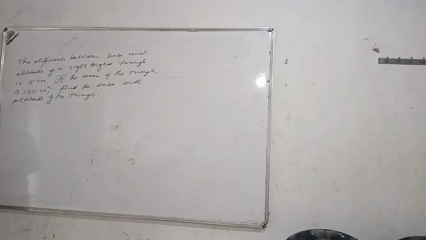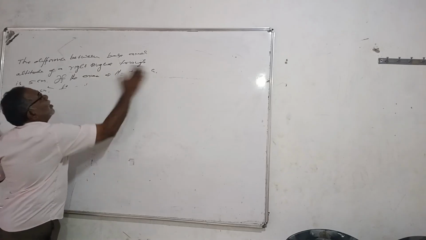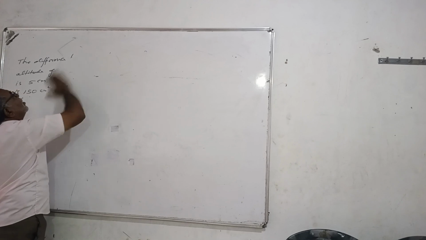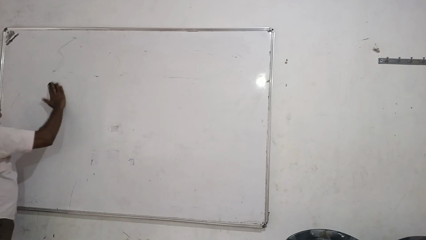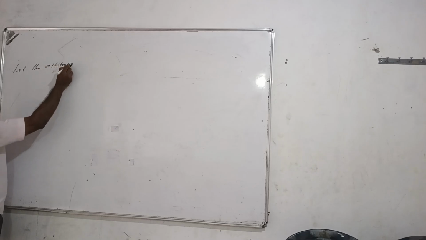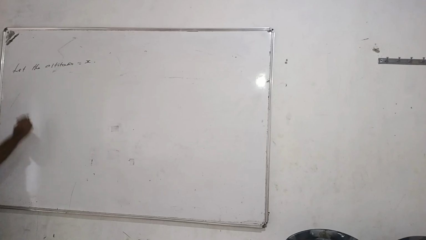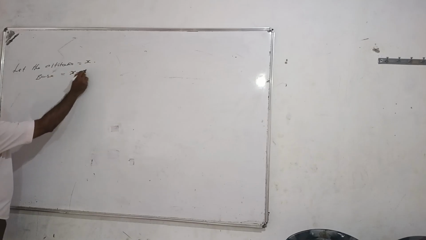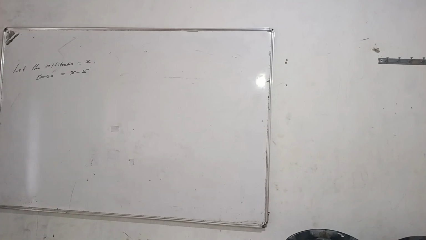Let us check. Okay, next, the altitude is equal to x, right? The altitude equal to x. So base equal to x minus 5. The difference between altitude and base is 5. So altitude is x. Base equal to x minus 5.